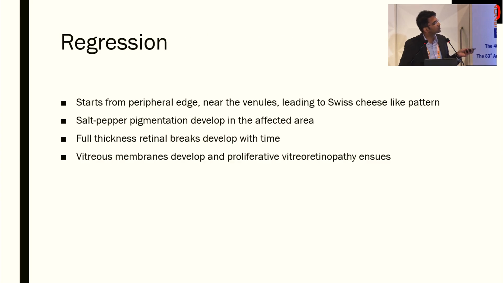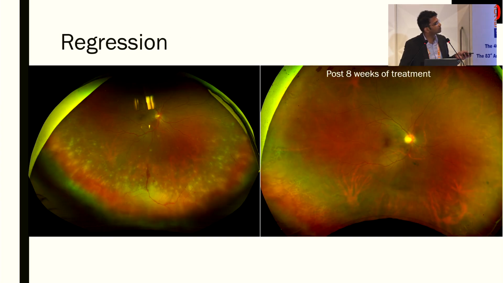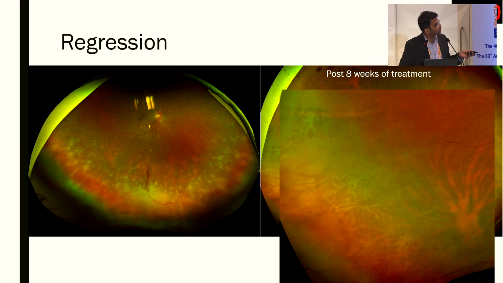The regression usually starts from the peripheral edge, and there is some salt and pepper pigmentation. So after 8 weeks of treatment, you see that the retinal atrophy has settled, the opacification has resolved, and later on breaks can also form in such retina.